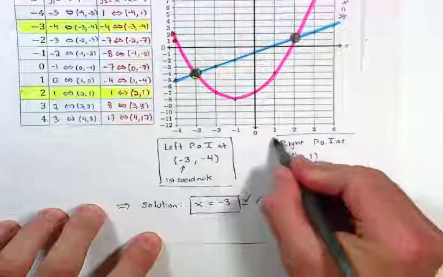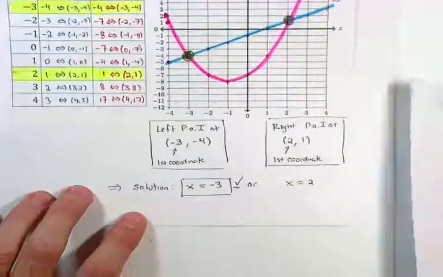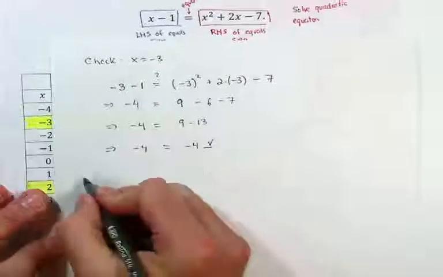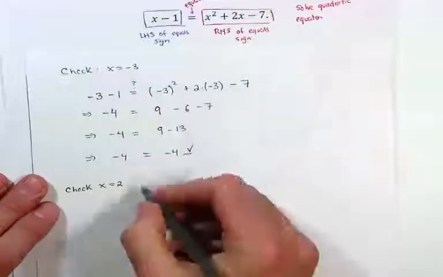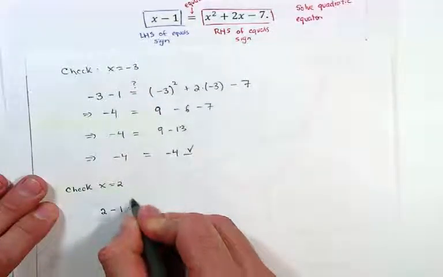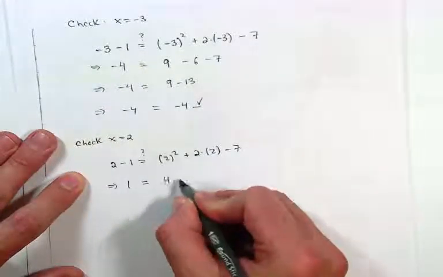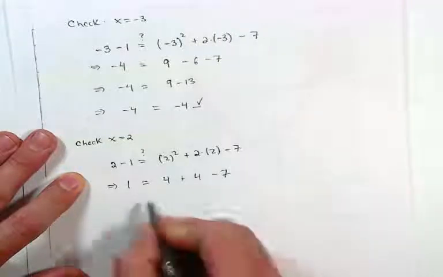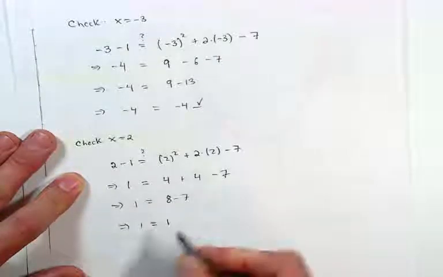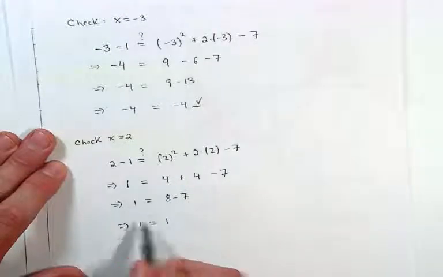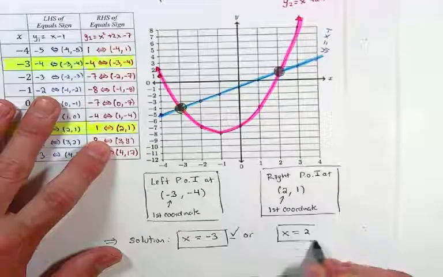For the other point of intersection, we need to check that our solution actually makes a true statement in our original equation. To do so, we take the value x equals 2, and put it back into the original statement. Everywhere we see an x, we substitute the value 2. 2 minus 1 is indeed 1. 2 squared is 4. 2 times 2 is 4, minus 7. We know that 4 plus 4 is 8, minus 7 is 1. We see in this situation for x equals 2, the left-hand side is for sure equal to the right-hand side, which says this is also a solution to the equation.